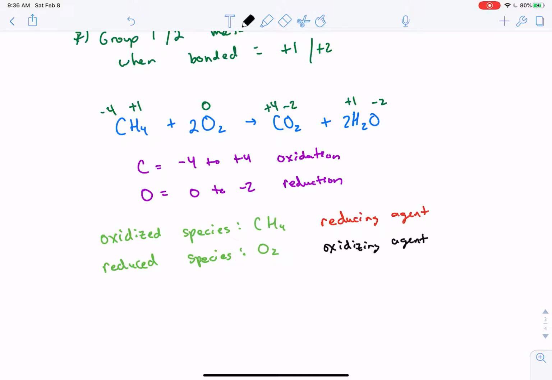So differentiating between those two and knowing that the agent's the opposite species. Whatever's oxidizing is facilitating the reduction. That's why it's called reducing agent. And the thing that's reduced is the oxidizing agent.